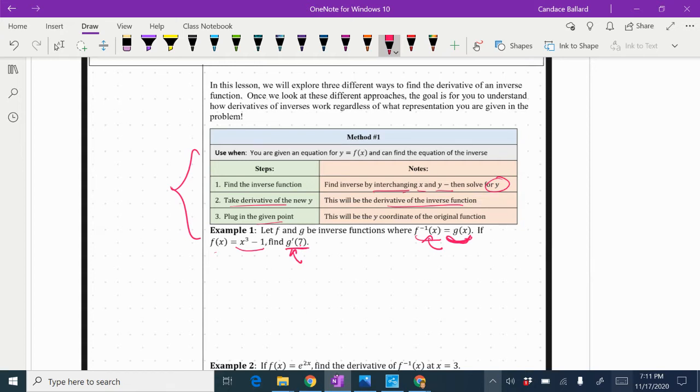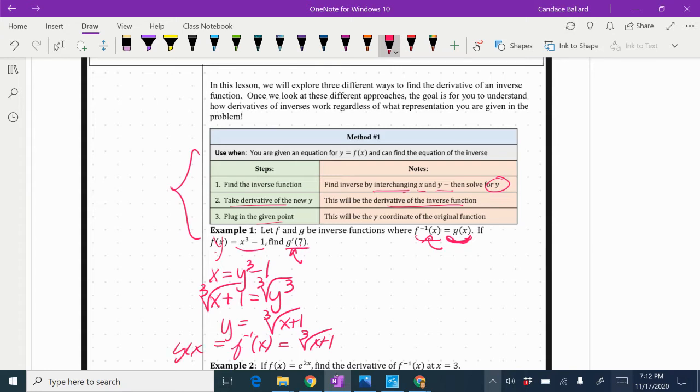So I'm going to start by pretending this is a y, and I'm going to swap x and y. So x equals y cubed minus 1. Then I'm going to add the 1 to the other side, and I'm going to take the cube root of both sides to get rid of the cube. So I get that y equals the cube root of x plus 1, which really, if I start in function notation, I end in function notation. We also know that this is equal to g of x because it told us that right here.